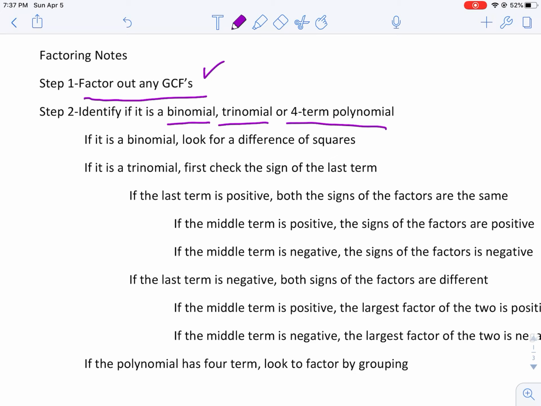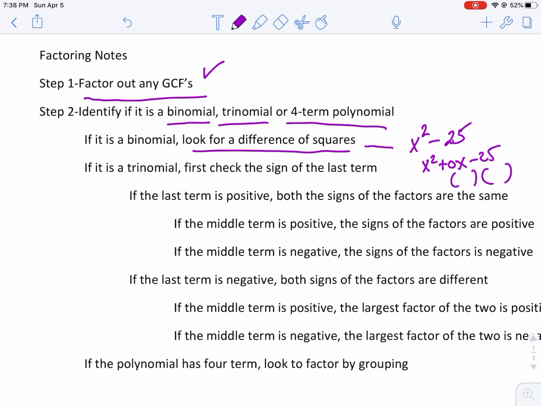If it's a binomial and you've already factored out the greatest common factor, we look for that difference of squares, and we just saw a few of those last week, okay? We'll probably see a few of those again today. So a difference of squares is when you have something squared like x squared minus another perfect square, 25. That can be factored. If you remember, we'll have x squared plus the 0x term minus 25, and now you can do your factoring, okay?